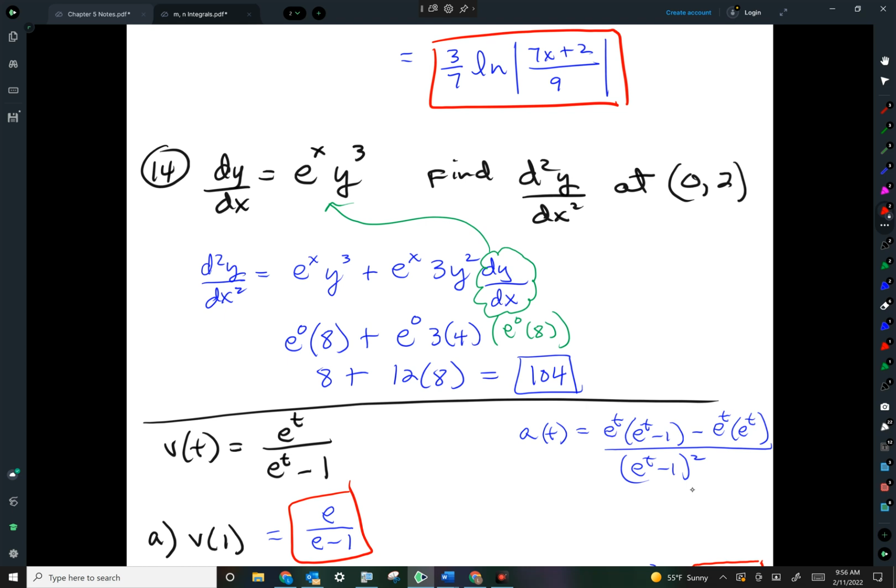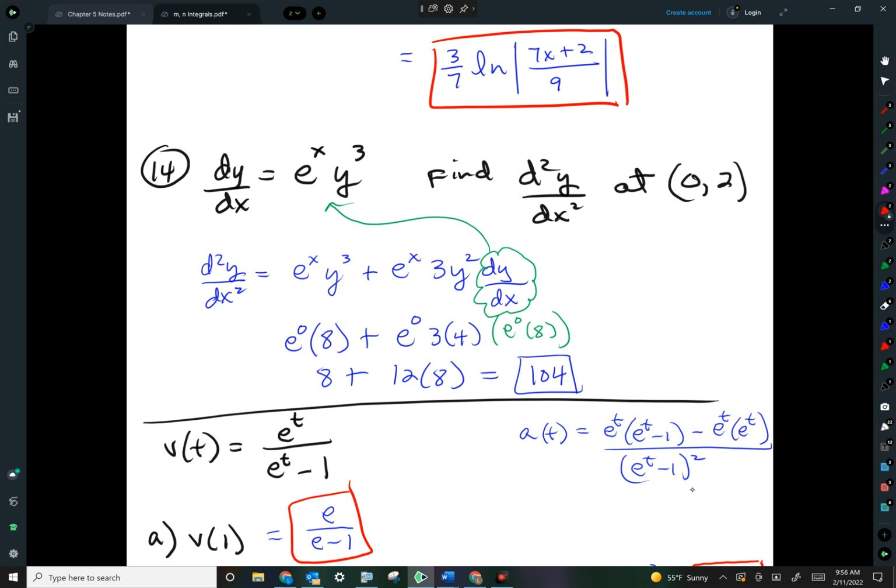The E squareds cancel out, but don't you still have an E when you plug in your 1? I get it, perfect, you're right. That's not what I got. Oh, what happened to this? You can't cancel that when that's part of subtraction.